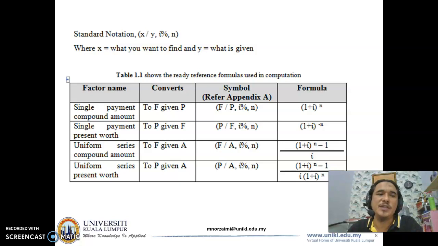Alright, so for example, the first situation is the single payment compound amount to find F given P. The symbol for referring to the interest table is F over P. That means we want to find F given P, the interest rate, and the number of years N. The second situation is the single payment present worth to find P given F, interest percentage, and N. Then the uniform series compound amount to find F given A, F over A, interest and N, and the uniform series present worth to find P given A, interest rate and N. So these are the standard formulas that we use in this chapter to read the interest table.